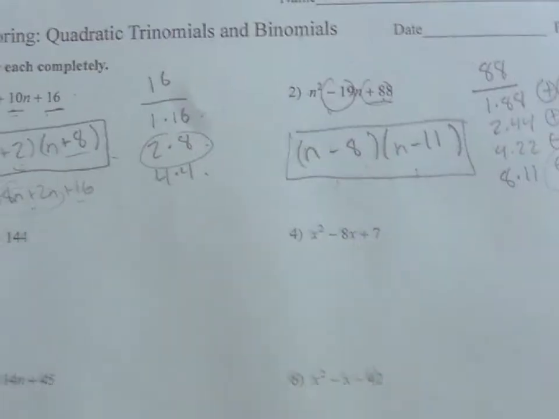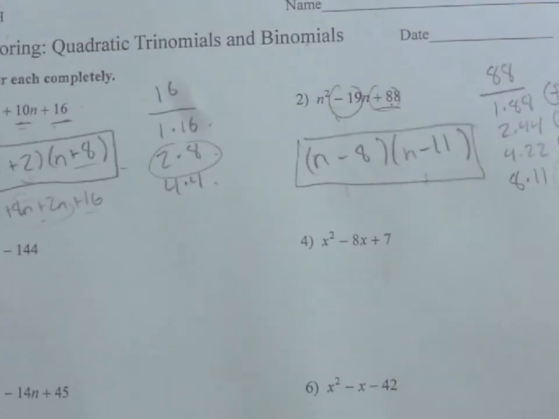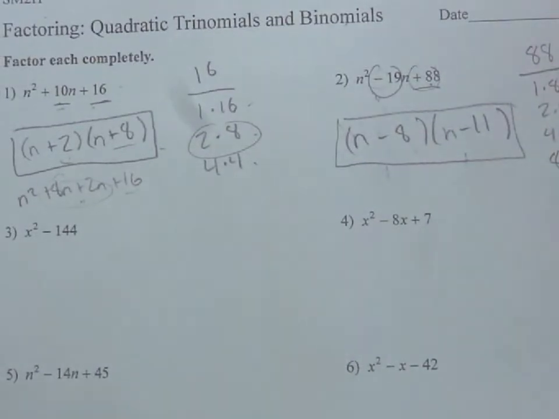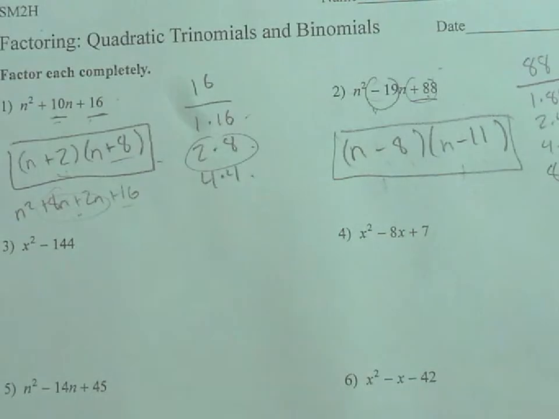Okay, so factoring is a little tricky because you're going backwards, and you kind of have to think about what numbers will multiply to this. So it's a little bit of guess and check, but the more multiplication that you do, like we did over here, the easier it's going to be to go backwards. Okay?